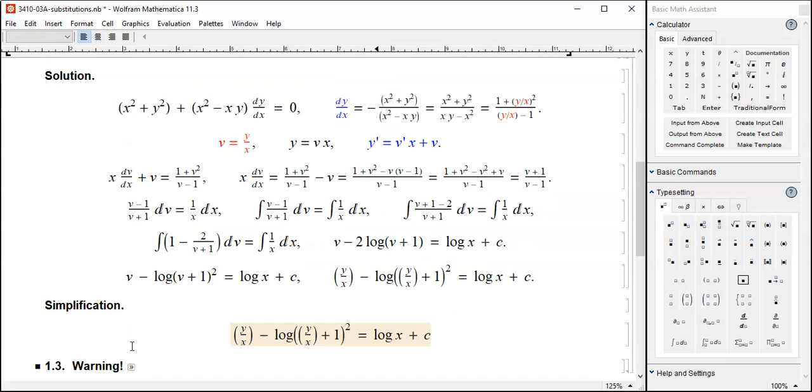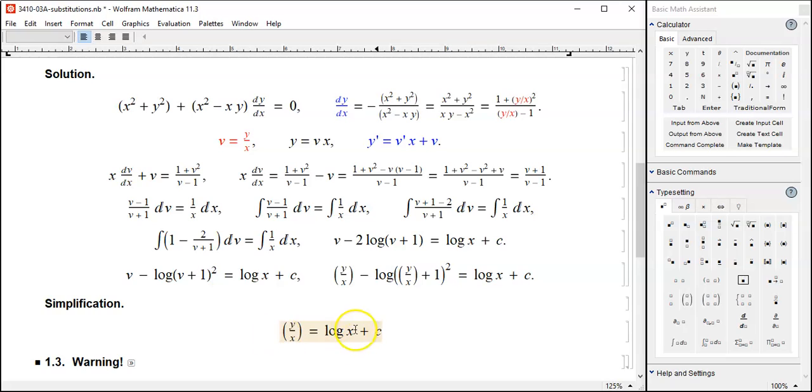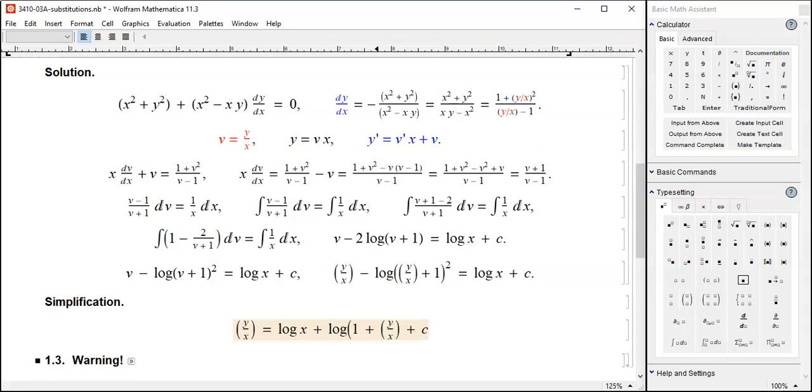From this point on, it is mainly style points. Okay, flip this logarithm to the right hand side. Then plus log of 1 plus y over x, squared. Okay, that's what we have.